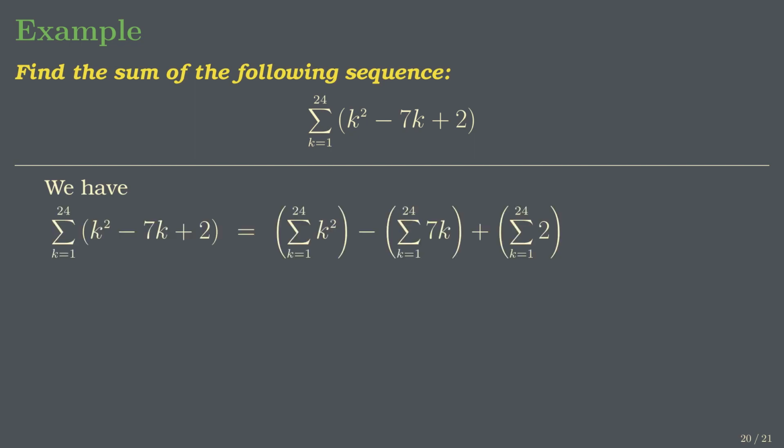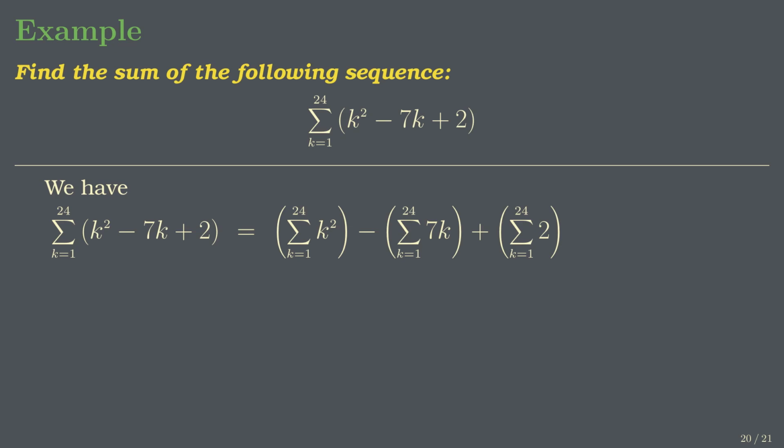Okay, so first, each term in the summation is actually the sum of several terms. In this case we have the sum of 3 terms, k squared, minus 7k, and plus 2. Then we can break the summation into smaller summations, meaning that you first compute the summation of k squared, minus the summation of 7 times k, plus the summation of 2.